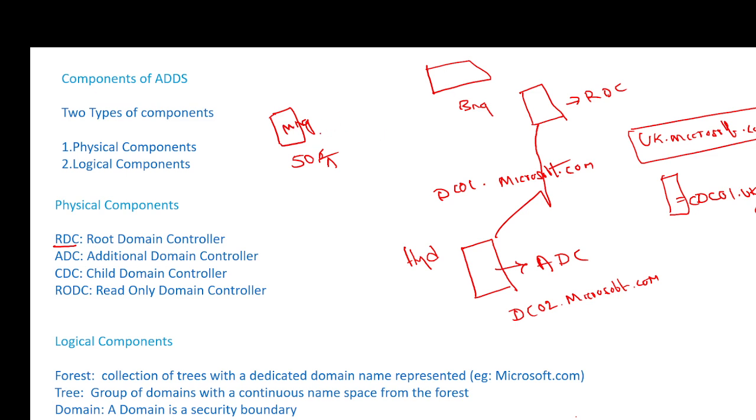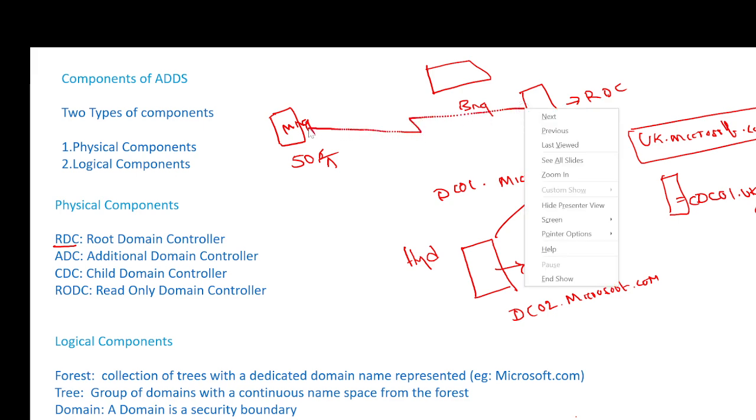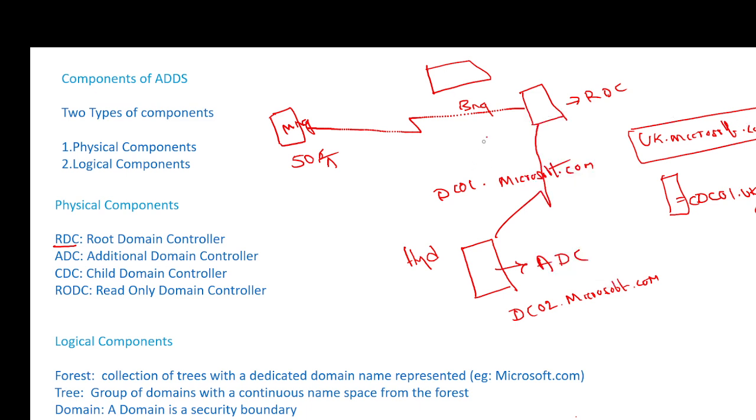In this domain controller, you cannot create the user, you cannot create the groups, you cannot grant access, you cannot create the group policy. Whatever things you have done will get replicated here. Whatever you have added in the RDC or in Hyderabad, the copy will get created in the Mangalore location. It is just a read only copy. You cannot do any operations, only authentication can be done. Not even account lockout you can do.